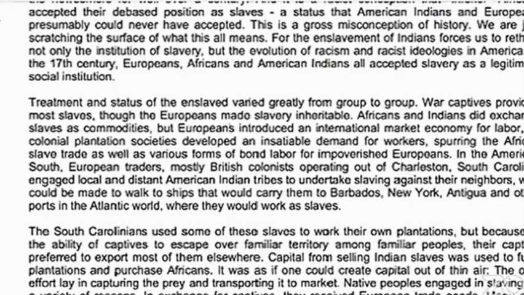It's in reverse. In the American South, European traders, mostly British colonists, operating out of Charlestown, South Carolina, engaged local and distant American Indian tribes to undertake slaving against their neighbors. You hear that, right? Who could be made to walk to the ships that would carry them to Barbados, New York, Antigua, and other ports in the Atlantic world, where they would work as slaves. So to the West Indies, right?